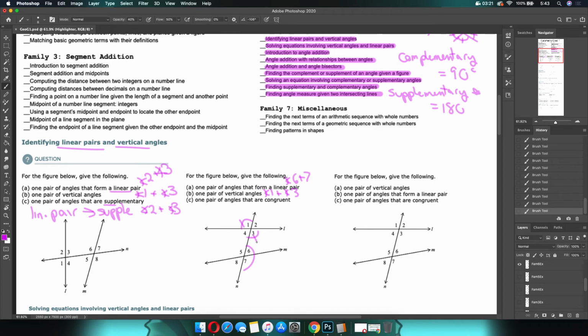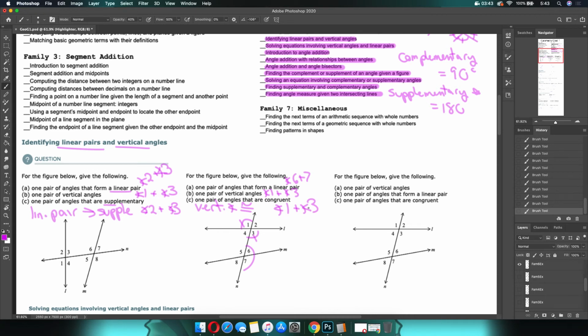There's our next little bit. Vertical angles are always congruent. So vertical angles are congruent. See that symbol? It pops up a lot in geometry. So vertical angles are congruent, so I'm not going to reinvent the wheel. I'm just going to say angle 1 and angle 3. And those are the different permutations you're going to get for this.